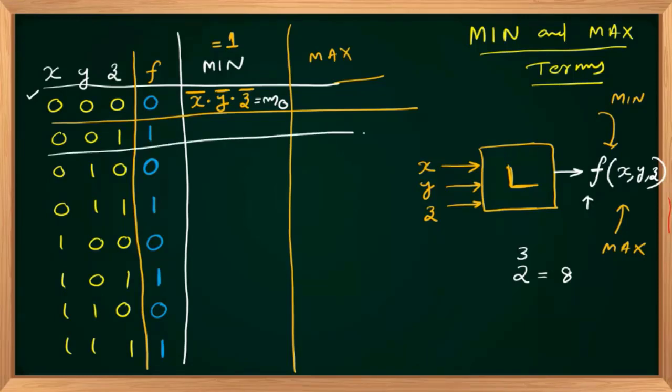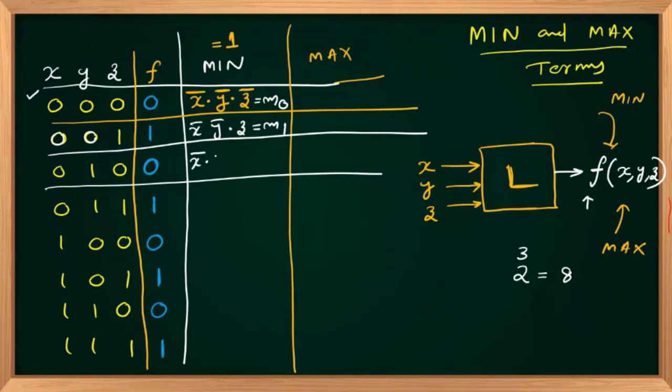Then with respect to the second combination, I should get a 1 corresponding to x0, y0, z1. Then I should write it as x bar, y bar, and z. So the combination's decimal equivalent is 1, so I should write here 1. Okay. Third row, I should get a 1 corresponding to the product. So x is 0, so x bar should be 1. Y is 1, so y itself. Z is 0, so z bar. The decimal equivalent of 0, 1, 0 is 2. So this is M2. M for min term and 2 for the respective combination. Okay. 0, 1, 0 decimal equivalent is 2.